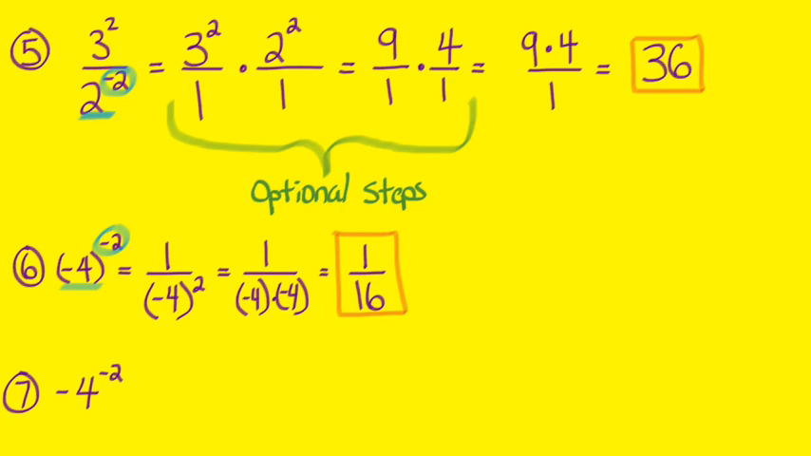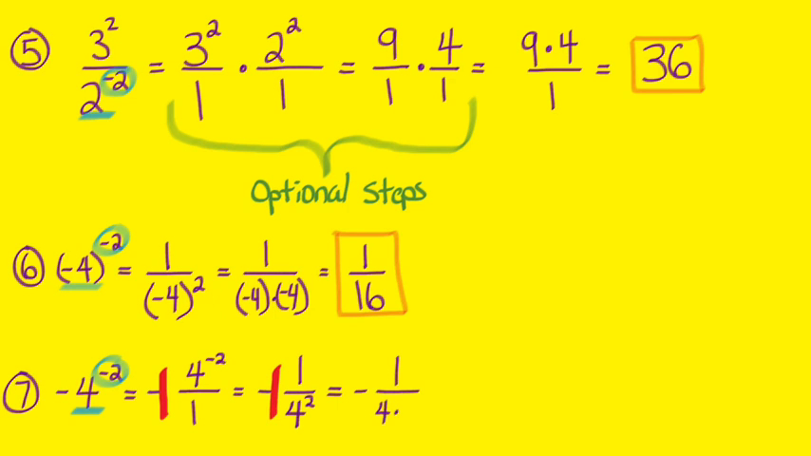Again, this is a different one. It's negative 4 to the negative second power. So that's just like negative 1 times 4 to the negative second power. So that's going to be the 4 to the negative second power goes downstairs, right? So it's going to be negative 1 times all of this. So it's going to be negative 1/16.